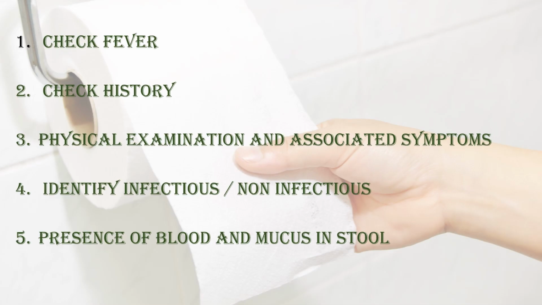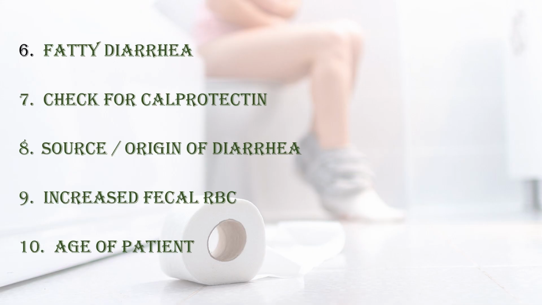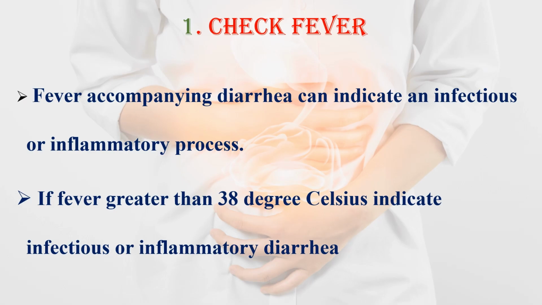To evaluate diarrhea, check fever, check history, physical examination and associated symptoms, identify infectious or non-infectious diarrhea, presence of blood and mucus in stool. Check for fatty diarrhea, check for calprotectin, source or origin of diarrhea, increased fecal RBC, age of patients. First one, fever.